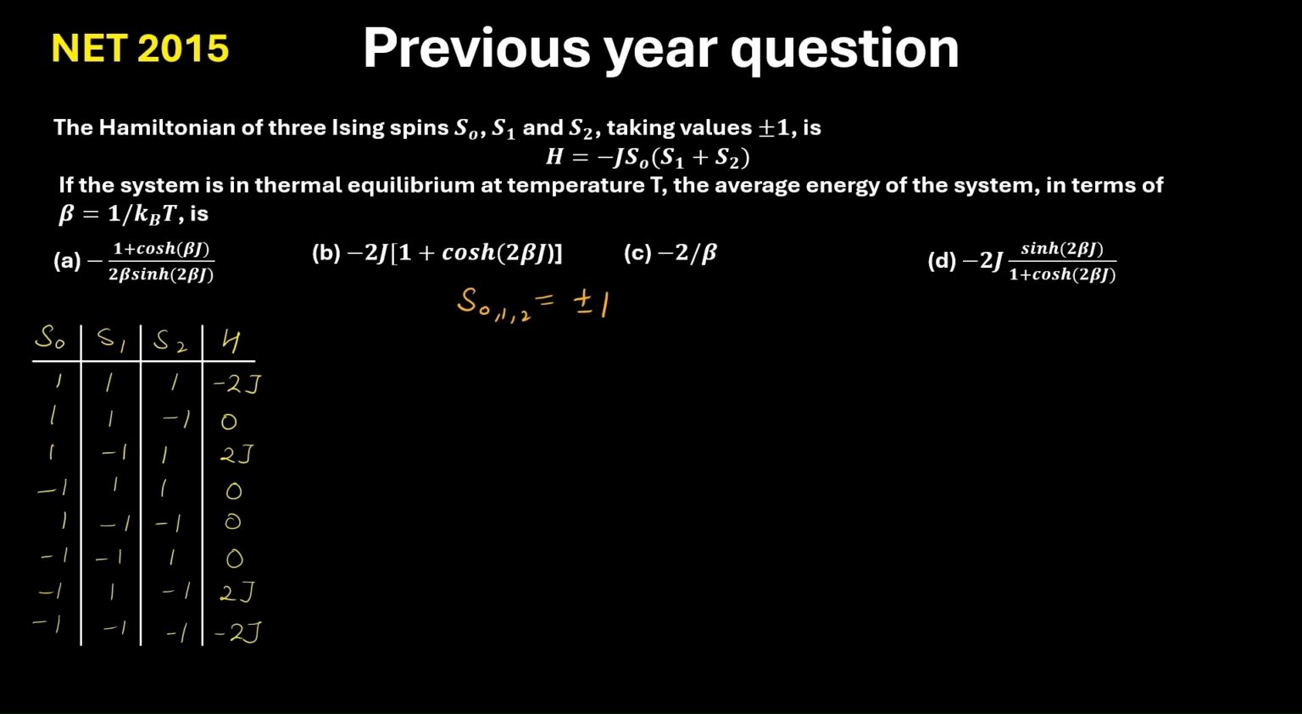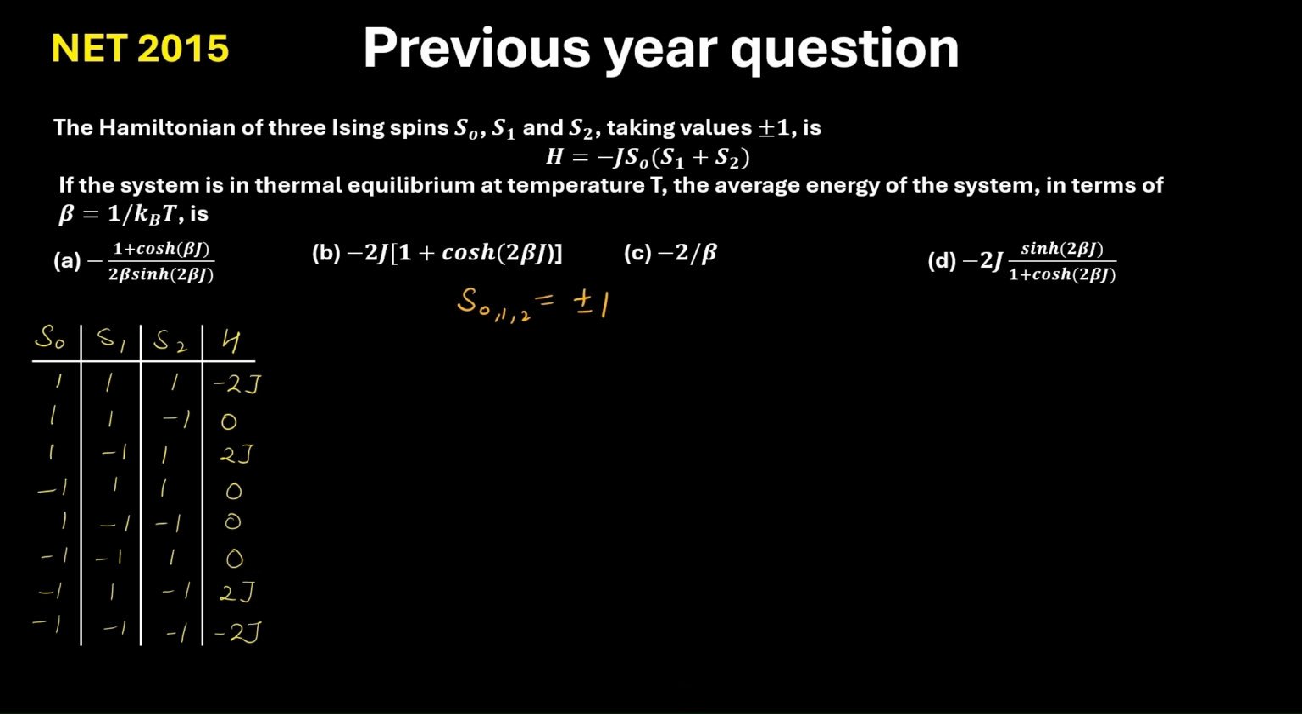So here is the table. In this table, we can see that for different combinations, we have calculated the corresponding energy. And we can observe that for minus 2J, there is a degeneracy of 2. And for 2J, there is a degeneracy of 2. And for 0 energy, there is a degeneracy of 4.